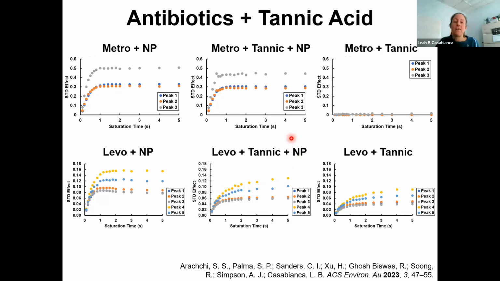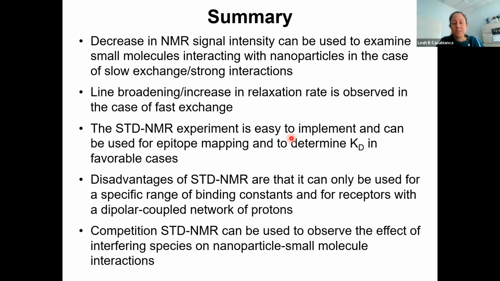So we can use STD experiments to gain information about competition, as well as the influence of other interfering molecules on this binding. So to summarize, in the case of strong interactions or slow exchange, we can look at a decrease in NMR signal intensity to examine small molecules interacting with something large that's tumbling slowly in solution, such as nanoparticles. In the case of fast exchange, we can observe line broadening or increase in relaxation rate.